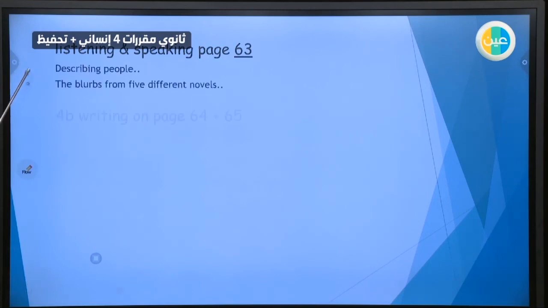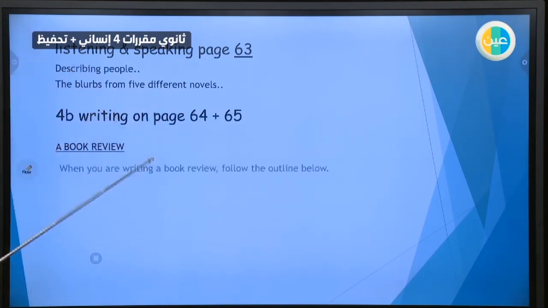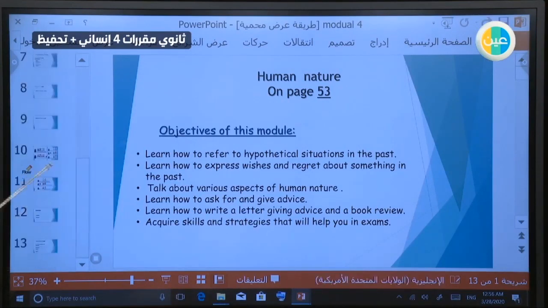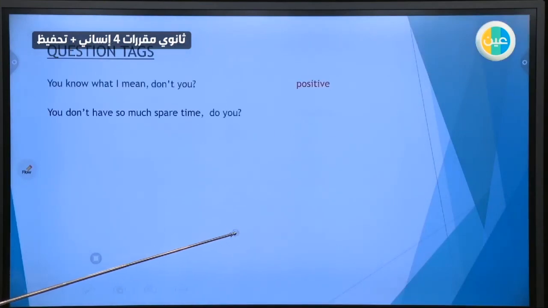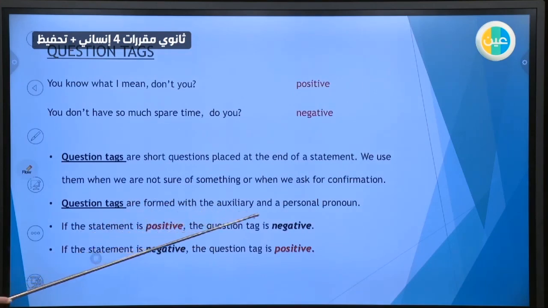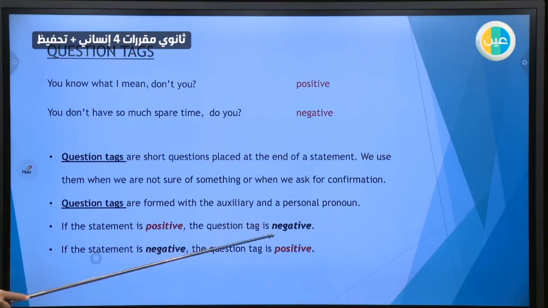Sorry, we have to go back to complete the grammar. Here, something to ask for confirmation, and question tags are formed with an auxiliary and personal pronoun. If the statement is positive, the question tag is negative. If the statement is negative, the question tag is positive. We have to change it to don't you, because we don't have do. If I say, it is beautiful, isn't it? We use the same pronoun. We don't change it.